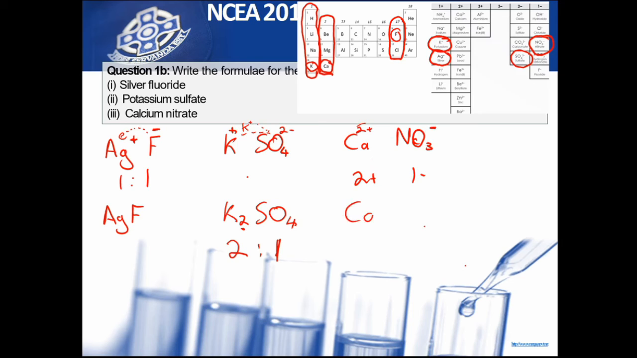So we have calcium, nitrogen, but we need 2 of those, so we put it in a bracket: calcium nitrate. Okay, and now we have a balanced ionic compound, and the ratio is going to be 1 to 2. Because this one had 2 electrons to give, it needed another one of those, so 1 electron can go there, and 1 electron can go here. Alrighty.